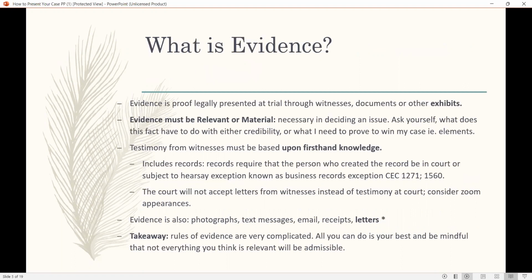So what is evidence? Evidence is proof, which is legally presented at trial through witnesses, documents, or other exhibits. And exhibits are just the way that the court keeps track of evidence, of anything that's not witness testimony.